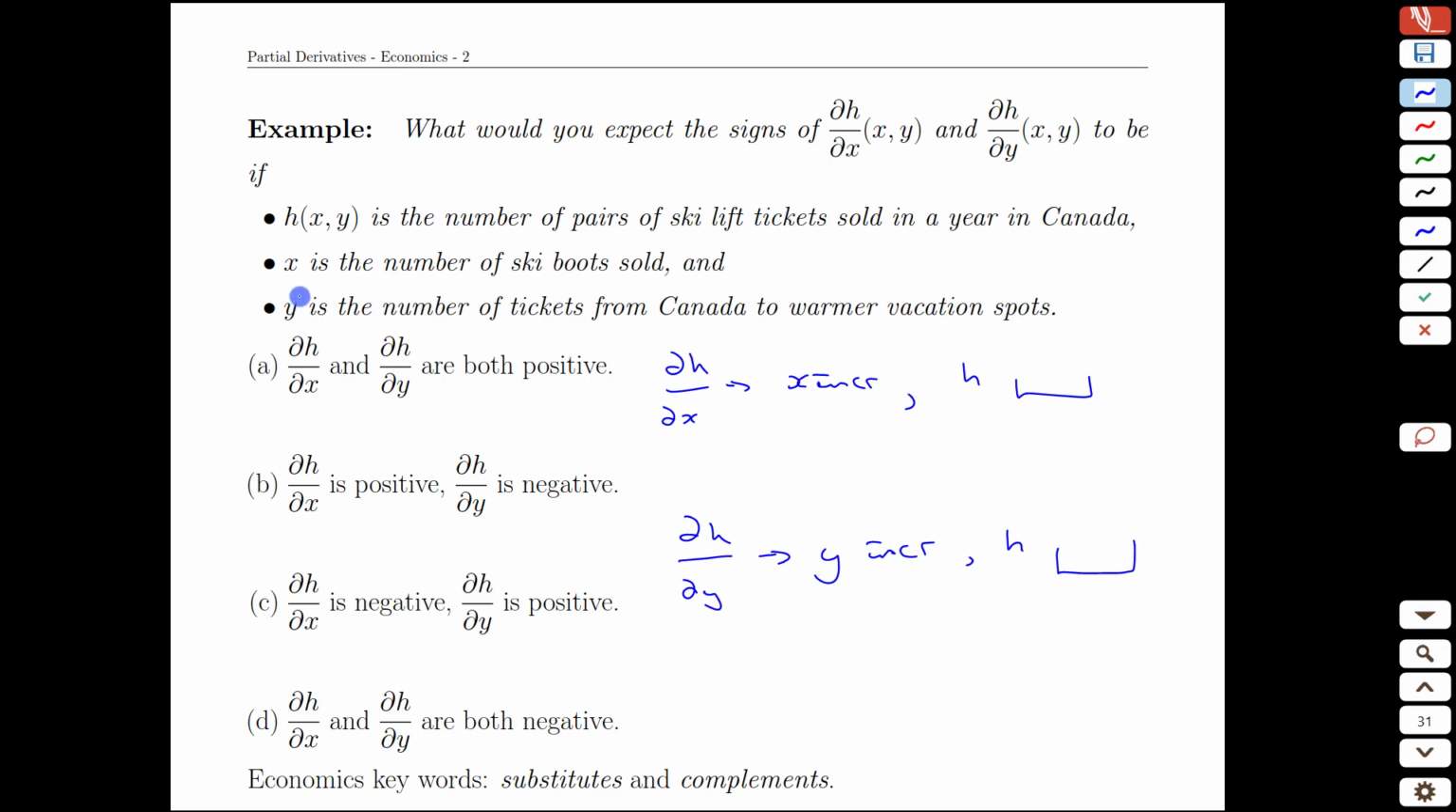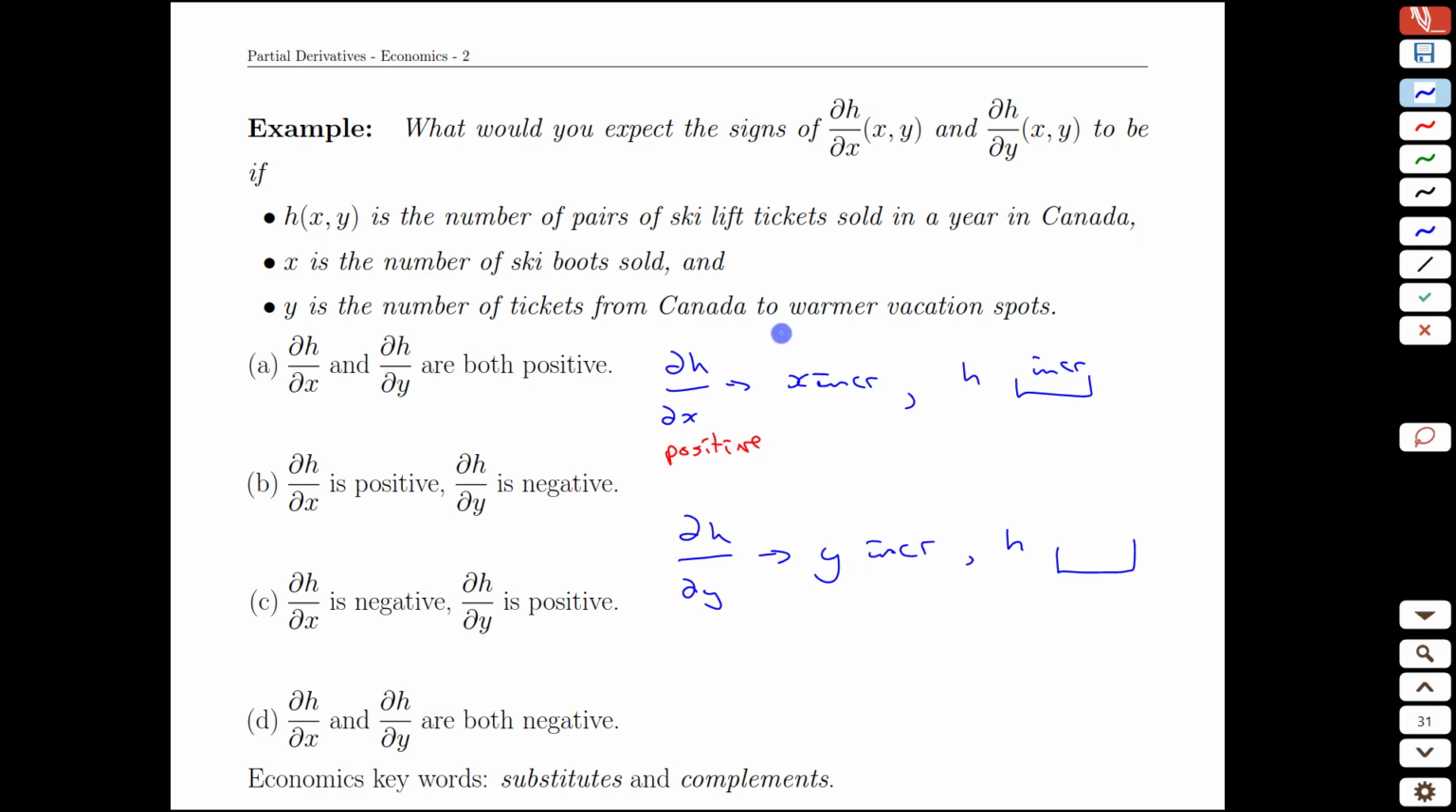All right. Well, if X is the number of ski boots sold, we expect that that's going to be correlated with lift tickets sold, because if we increase the number of boots sold, it's because people are going to go and ski in them. And so what we'd expect to see here is an increase in H, and so a positive relationship between boots sold and ski lift tickets sold.